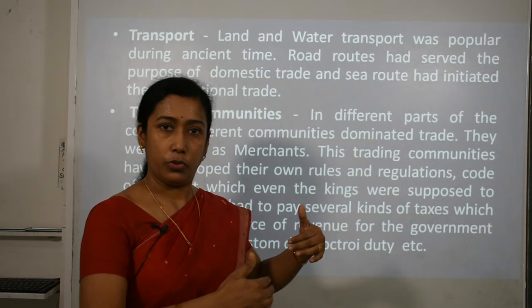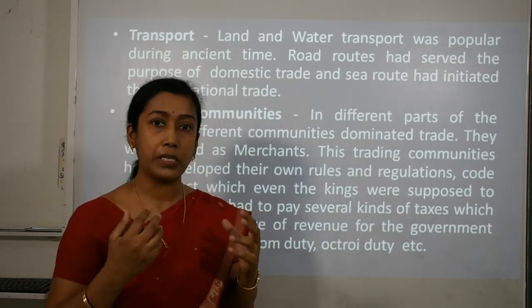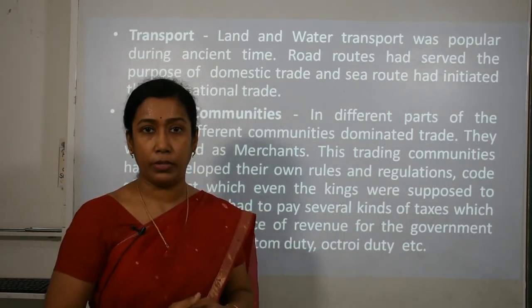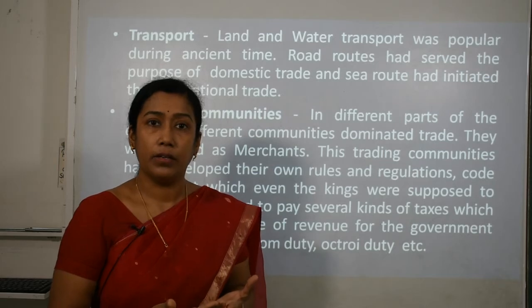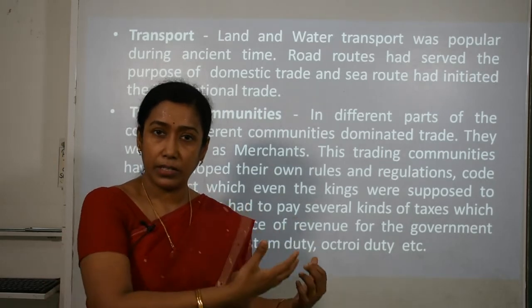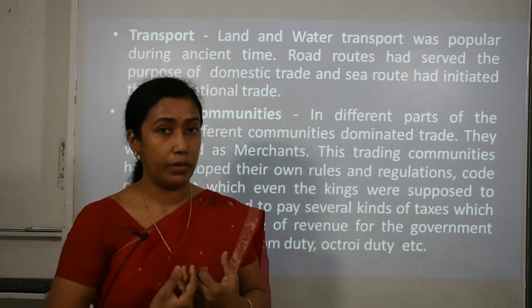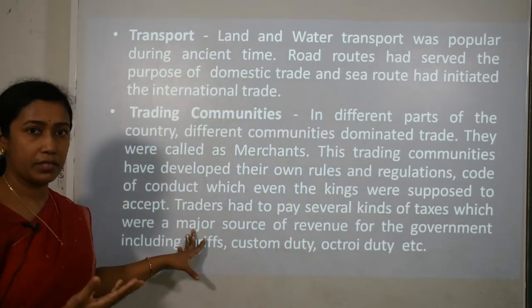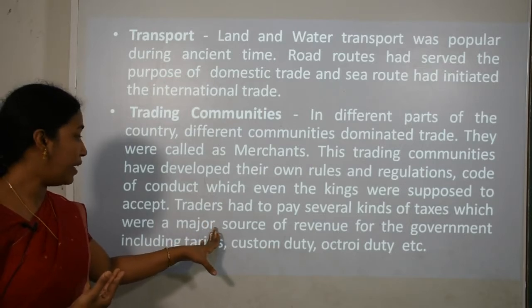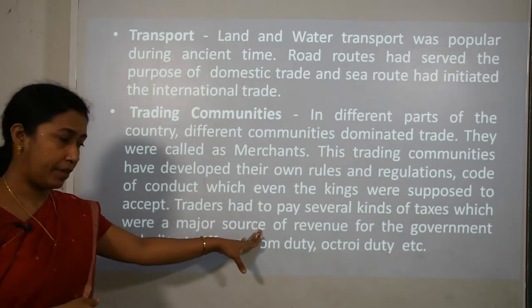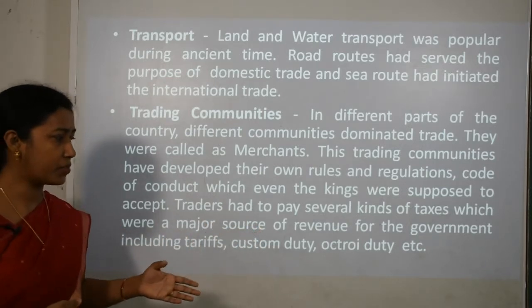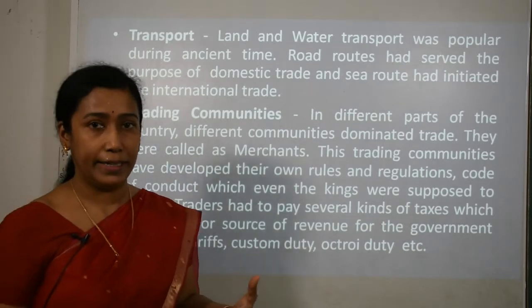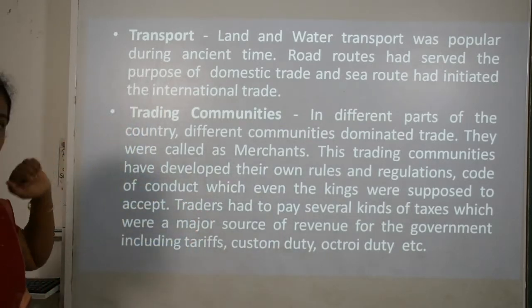Today also, whatever taxes we pay to the government are called revenue for the government. At that time also, all those traders who were paying various kinds of taxes were a major source of revenue for the government. It can be tariffs, customs duty, octroi duty, etc. So this was the trading communities.